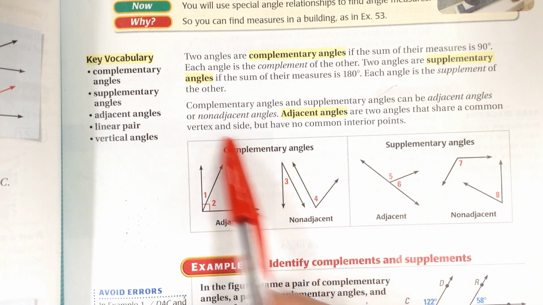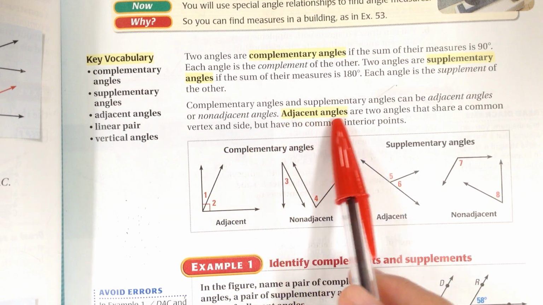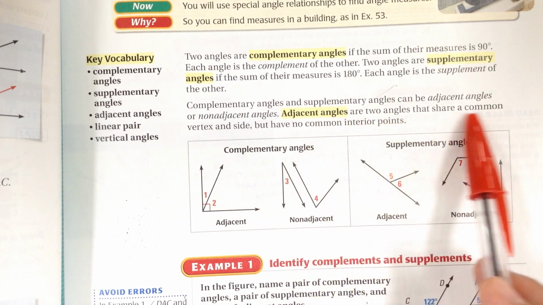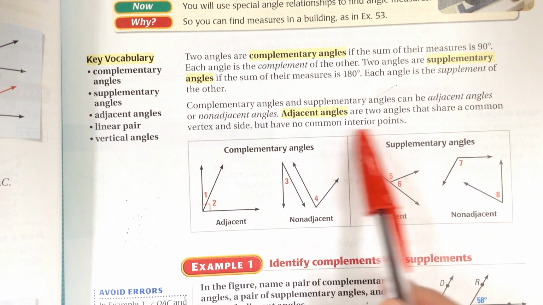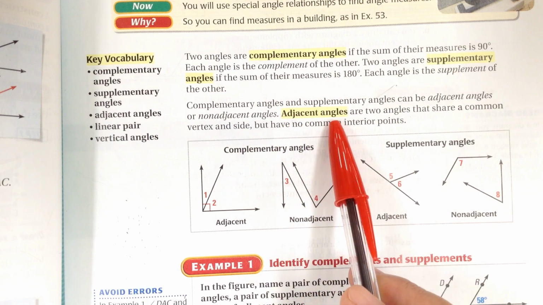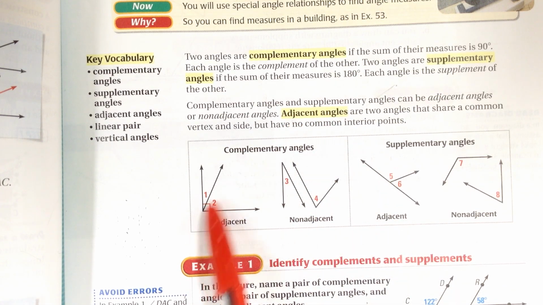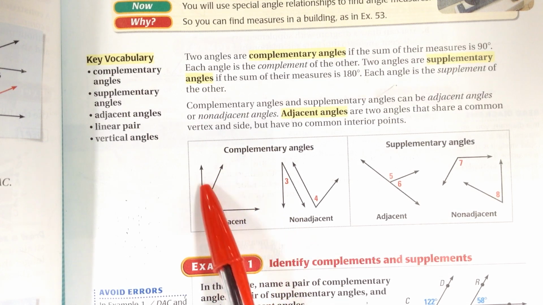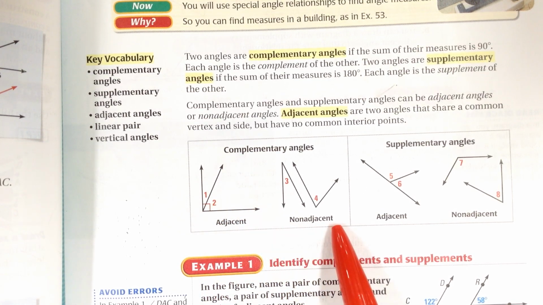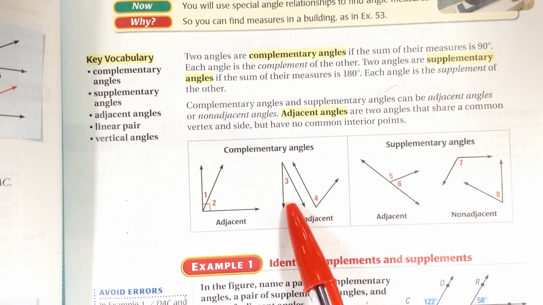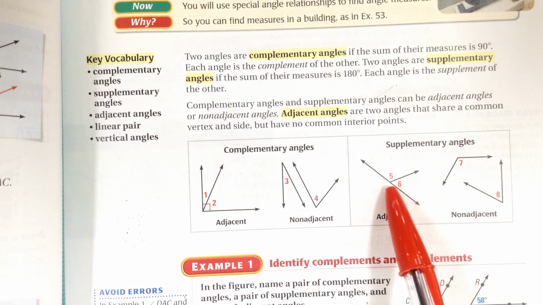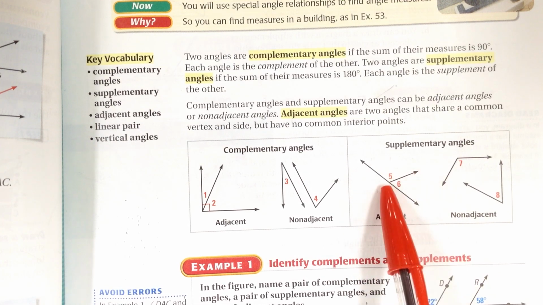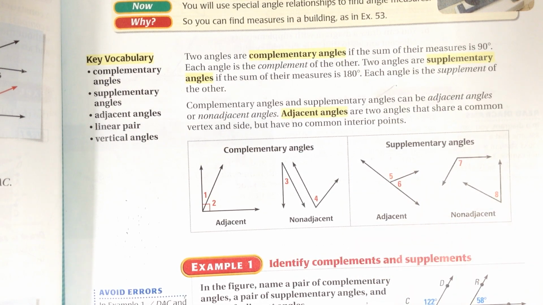Okay. The next term is adjacent angles. Adjacent angles are two angles that form a common vertex and side, but have no common interior point. So adjacent angles basically means two angles next to each other with a common vertex and common side. So these are adjacent angles. They are next to each other. These are non-adjacent angles because they are not next to each other. Again, adjacent angles means they have a common vertex and a common side. So these two angles are adjacent because they have the common vertex and a common side. These are non-adjacent angles.